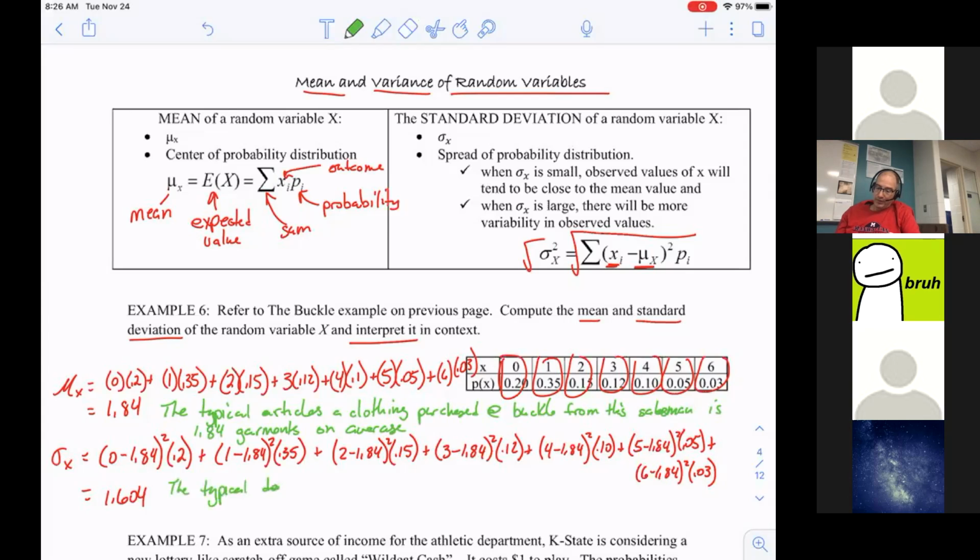The typical deviation from the mean of 1.84 garments is 1.604 garments on average.